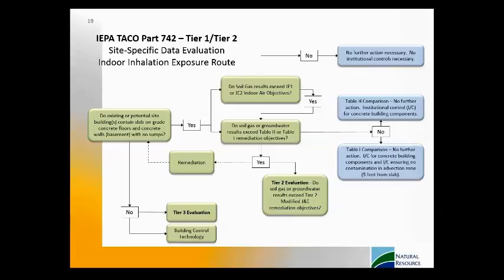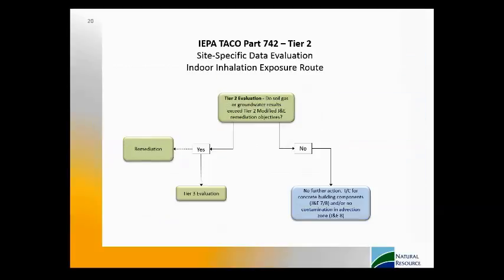The Tier 2 is the modified J&E, and for those that are familiar with the modified J&E, that's different than the US EPA J&E equation. So you perform the modified J&E equations to calculate site-specific soil gas and groundwater remediation objectives. If you don't exceed those objectives, then no further action should be warranted. There'll be an institutional control similar to the institutional controls for the Table H or Table I comparison. If there are exceedances, remediation is an option, or a Tier 3 evaluation.